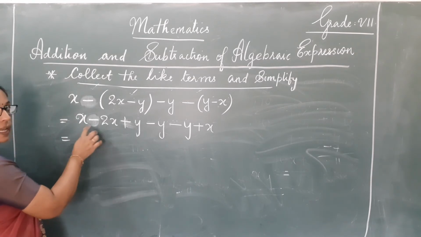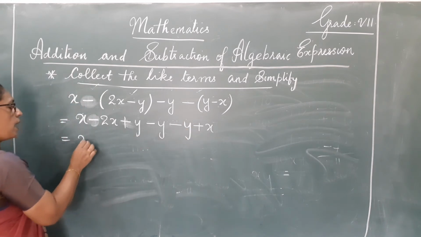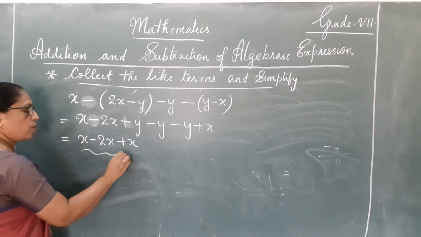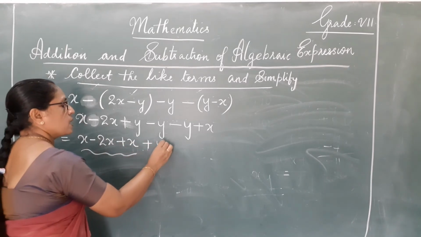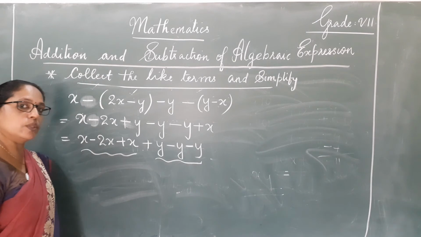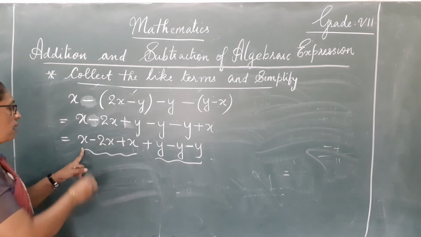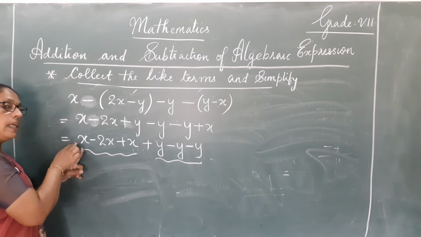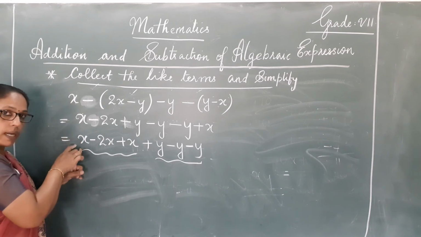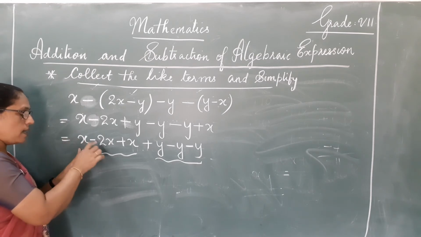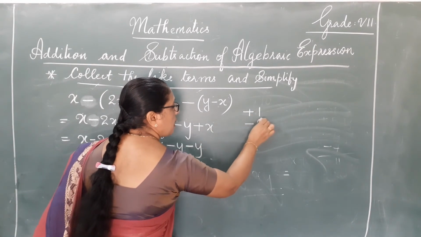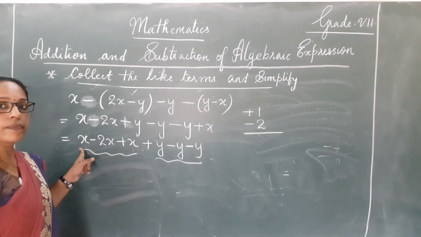x, minus 2x, they are like terms, and here also one like term. So x minus 2x plus x, one group. Then plus y minus y minus y, second group. Two groups. Now adding. If there is no numerical in front of a variable, what would the numerical be? Yes, this is 1. First we will do these two: positive 1 and negative 2. Come on, solve and say.